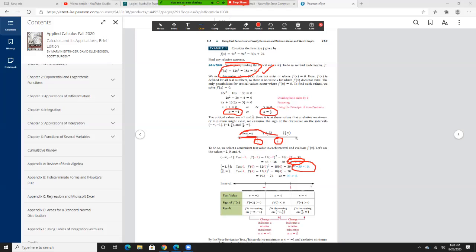We can pick any number we want between 2.5 and infinity, and the author chose 4 because 4 is in the interval. If you plug 4 into the derivative equation, you get 90, which is positive, which tells me that the graph is increasing.